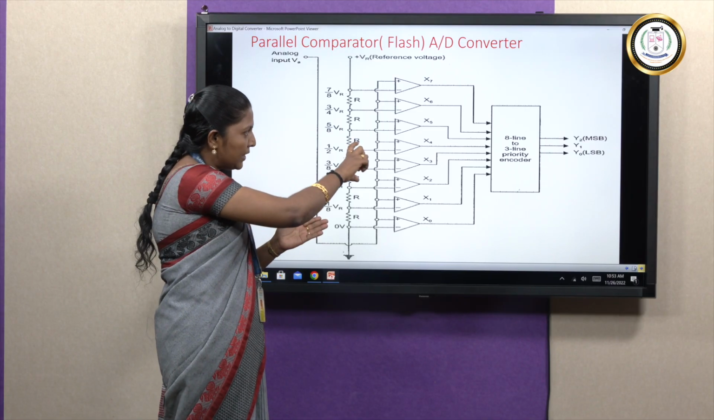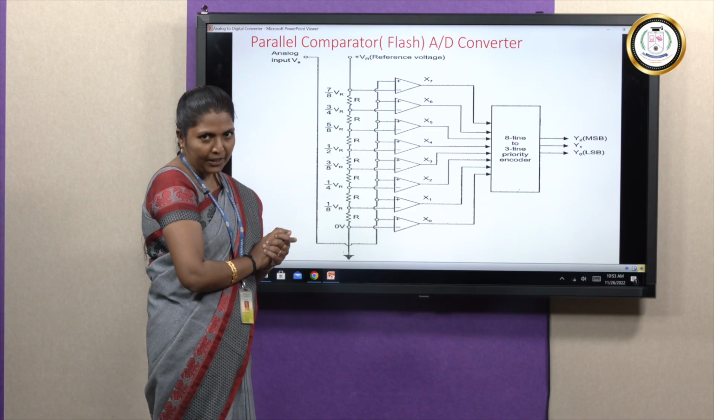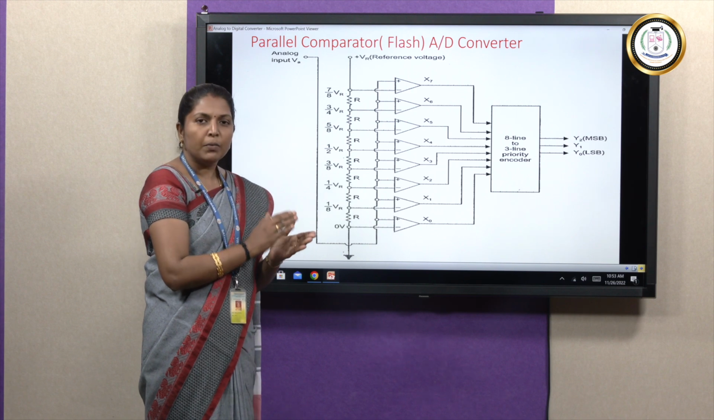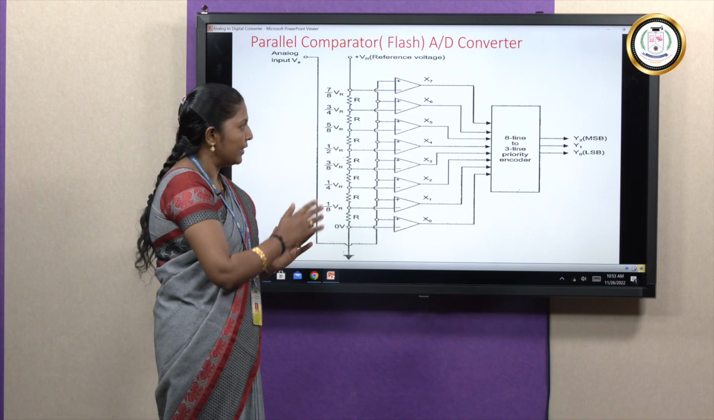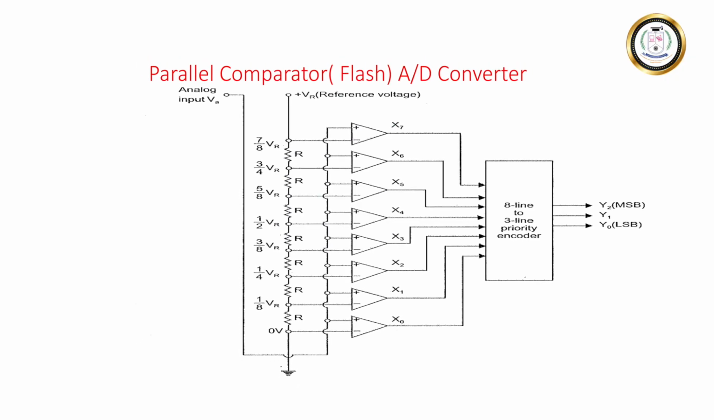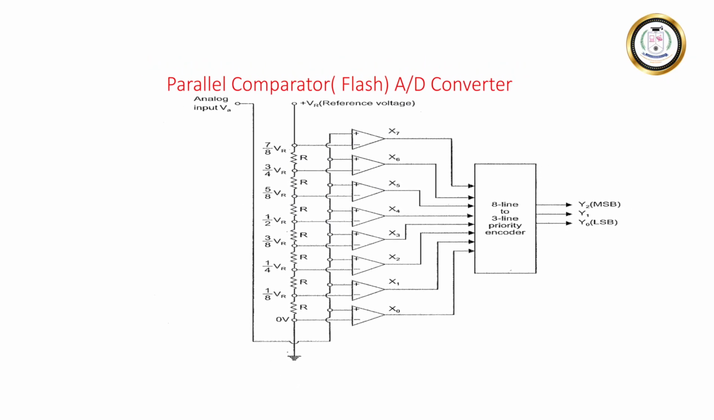So 8 bits are given to the 8 line to 3 line priority encoder. The priority encoder decides which should be converted to a digital pulse, and it converts that into a digital signal, which is Y0, Y1, Y2. So this is the logic of the flash type converter.